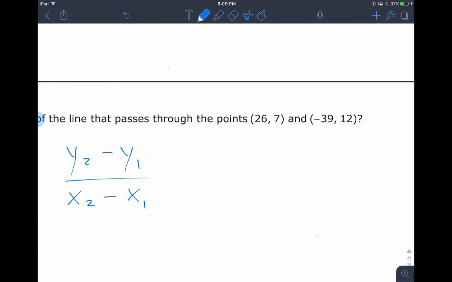Now when I'm doing the slope problems, I encourage my kids to draw arrows and draw something visual to help us out here. So we got to subtract y's in the numerator. So I'm going to go in the order 12 minus 7. Now if I go in that order in the numerator, make sure you go in that same order in the denominator. Use that second point first. And make sure you write it down correctly as well. So that should be a negative 39, my bad. And then minus, I guess, 27.